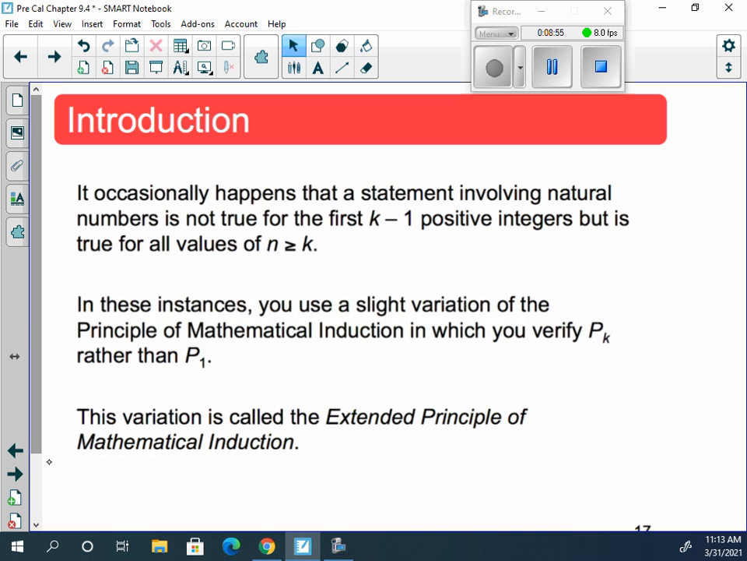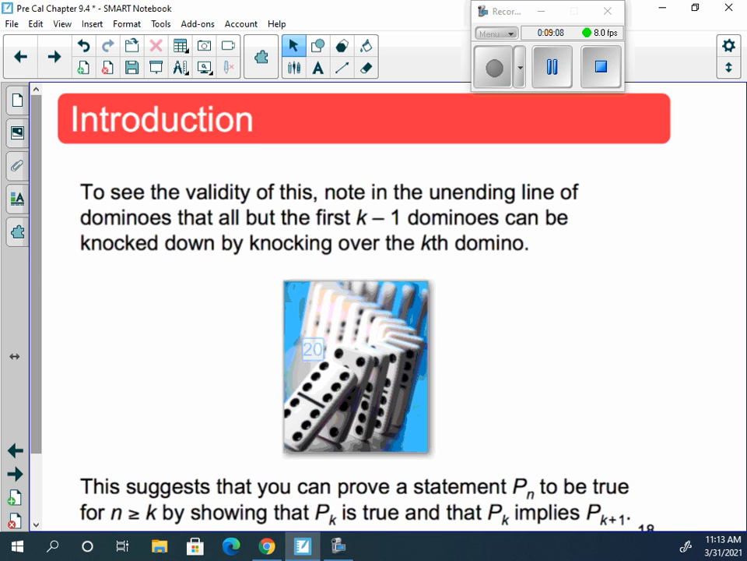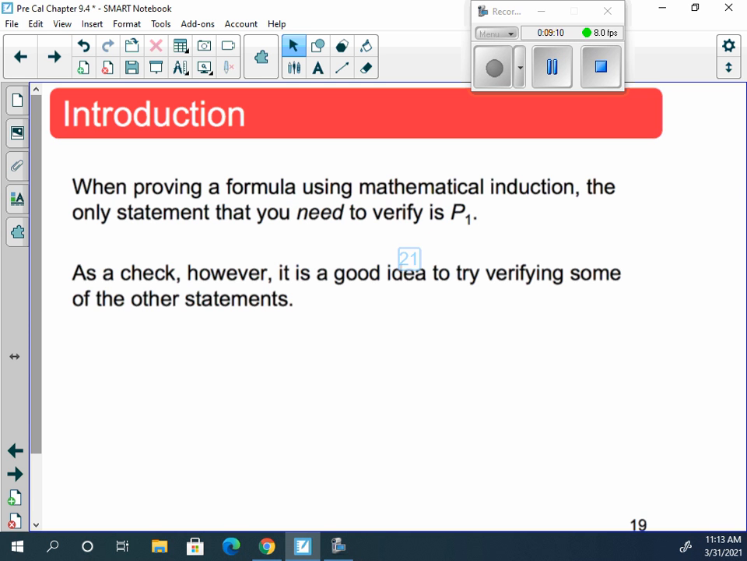Really, since we can't start out at the first term, we have to start out at the kth term. It's just adjusting the numbers so that our first term, quote unquote, works. It's kind of moving the numbers over. When proving a statement, the only statement that you need to verify is P of 1 with actual numbers. The rest of it we're using in cases.